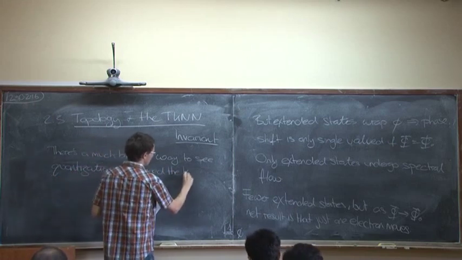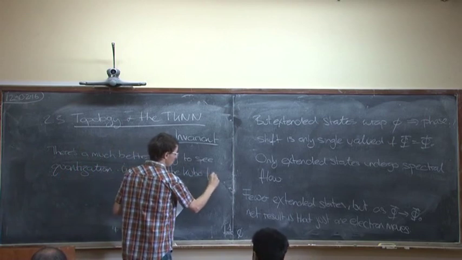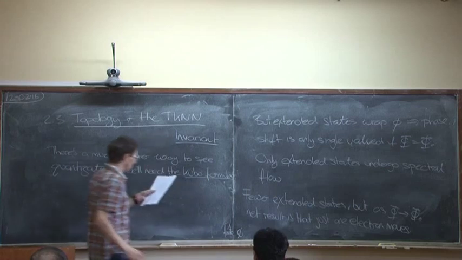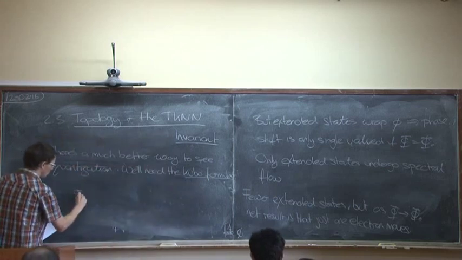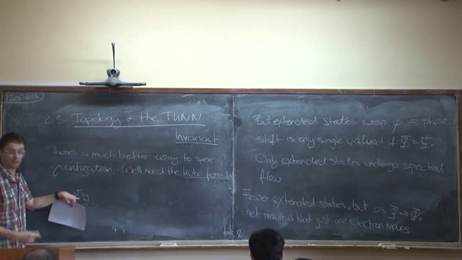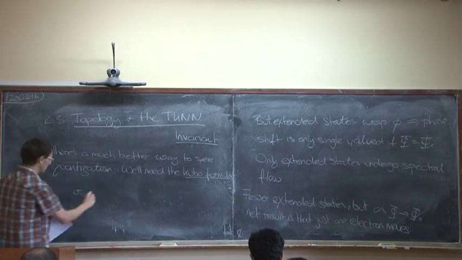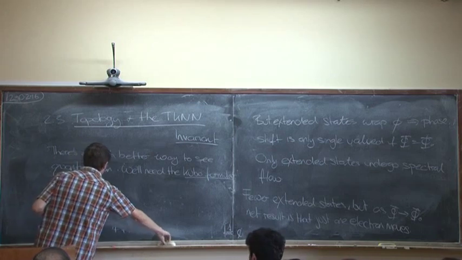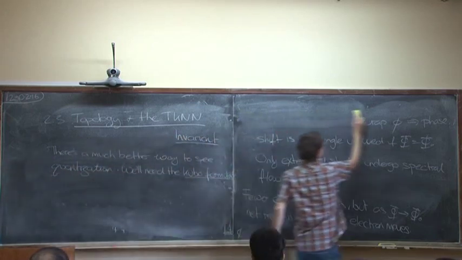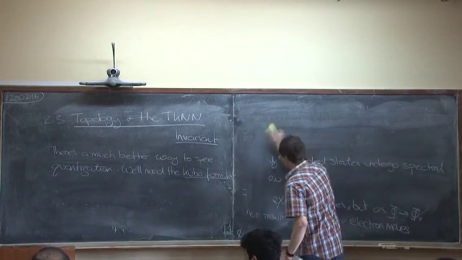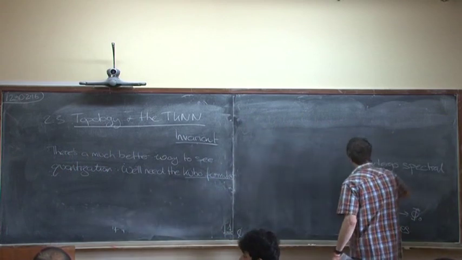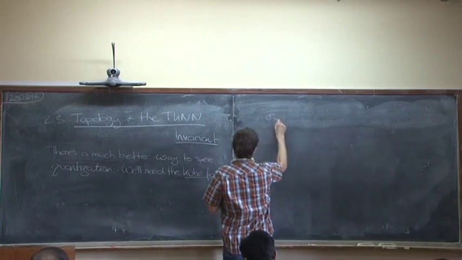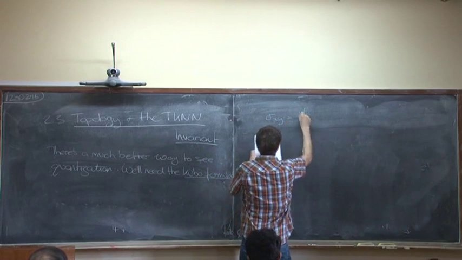So we'll need the Kubo formula. I should say there are Kubo formulas for anything you could want to measure, for viscosity, for conductivity. The Kubo formula we'll want is the Kubo formula for conductivity. Let me write it. Okay, so sigma xy is pi h bar.